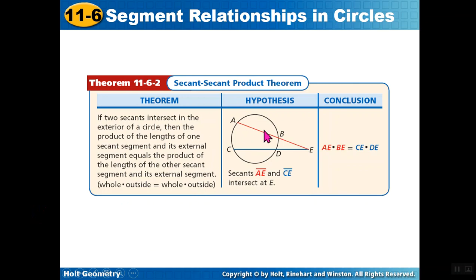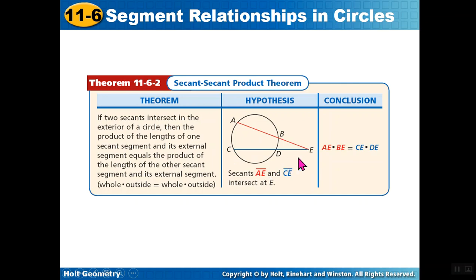What does it mean again? When we translate it to letters, it means that the whole secant segment AE times the exterior part, which is BE, is equal to the whole secant, which is CE, times the exterior part, which is DE. So AE, the whole red secant segment, times BE, the exterior one, equals the whole blue secant segment times the exterior part, which is DE.